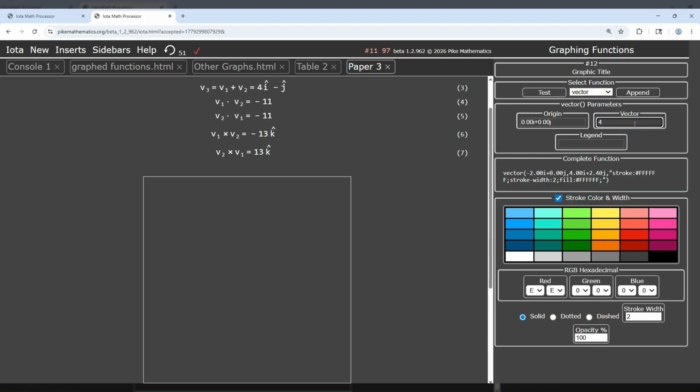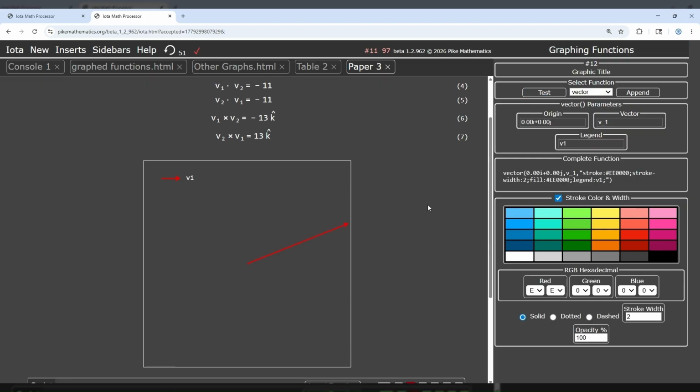Now, I don't want to type in 5i, 2j. And this is where it makes it a really integrated platform. We've already defined what v sub 1 is, so I'm just going to take v underscore 1. And then we have a legend, so we can label the graphic. We'll label it v1. Let's see what it looks like. There we go. There's our vector.